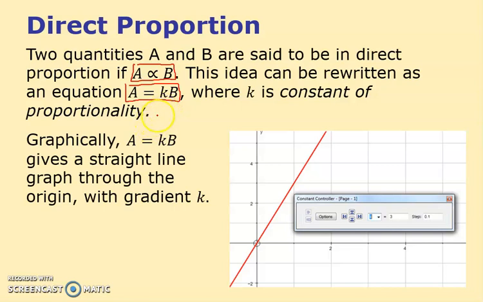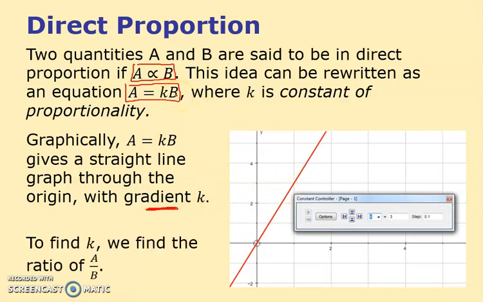Now, I don't know why I've gone with this graphic from Autograph, but basically it doesn't matter what it is, it will be a straight line. So just be aware the graph you get from this situation should be a straight line, and its gradient should be k. So if I was to plot some points and work out its gradient, well, that would automatically tell me what k is.